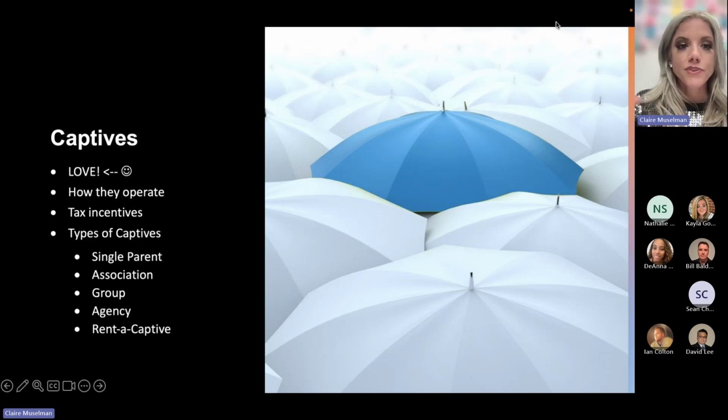The different types of captives that exist: there's single parent, which means an insurance or a reinsurance company formed this to insure the risks of its non-insurance major company who owns it. So it's going to be like a side hustle for them. An association captive is one that is owned by a trade or an industry or a service group for the benefit of its members. So think over the road trucking.